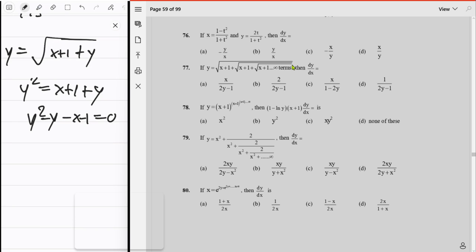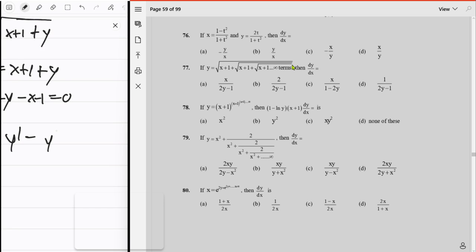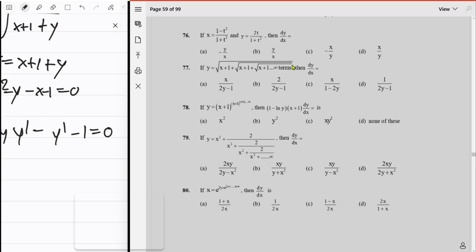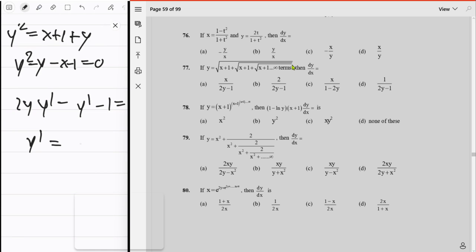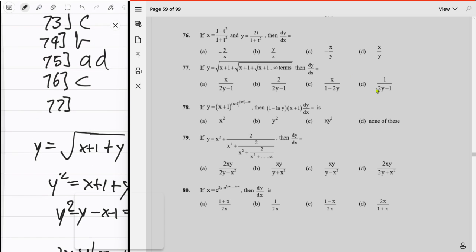So just dy upon dx, just figure that out. So 2y y dash minus y dash minus 1 is equal to 0, which means y dash is just equal to 1 upon 2y minus 1. There we go, that's our answer. So just 1 upon 2y minus 1, which is D. Next question.